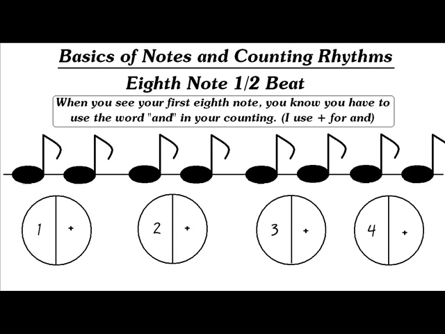An eighth note only receives 1/2 of a beat. So now we begin to subdivide the beat. Another way of saying that would be that we are dealing with fractions of a beat. After you play the first note, there is still 1/2 of a beat left. For counting purposes, we call that second half of the beat "and." When writing out counts, I use a plus sign to represent the word "and." This measure is counted 1 and 2 and 3 and 4 and.